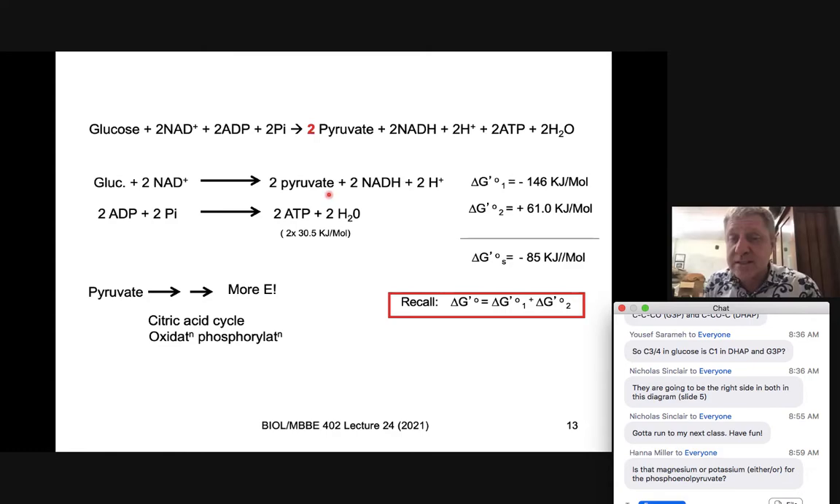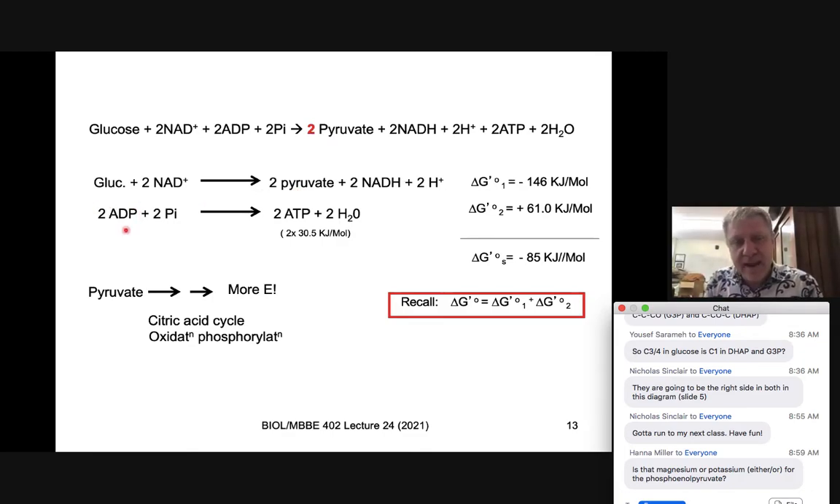But also we still have pyruvate, and we're going to further degrade pyruvate to extract more energy out of that particular molecule. So we're only going for the first part of the reaction. We're going to get more energy as we degrade that pyruvate. But let's see what we just did in the issue of glycolysis.